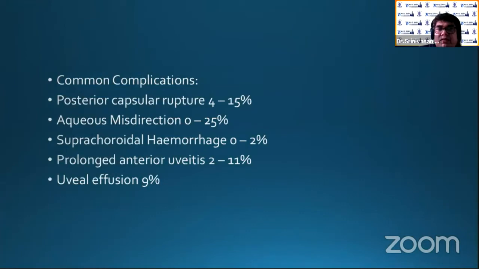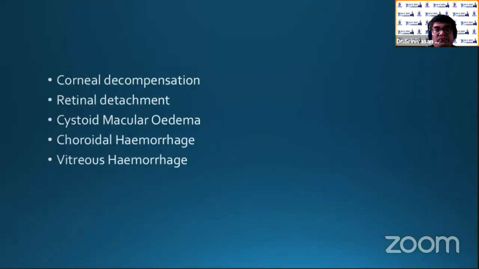Common complications are posterior capsular rupture. PCR rates are increased in these patients during surgery, 4 to 15%, which is not the increase seen in normal surgery, and there is aqueous misdirection. And suprachoroidal hemorrhage can happen. Always keep the eye ready, make a conjunctival incision, keep it ready to make further scleral incisions. Prolonged anterior uveitis is there, almost 2 to 11% increase over normal patients. Uveal effusion is also there. Even postoperatively, keep this in mind and follow these patients for uveitis.